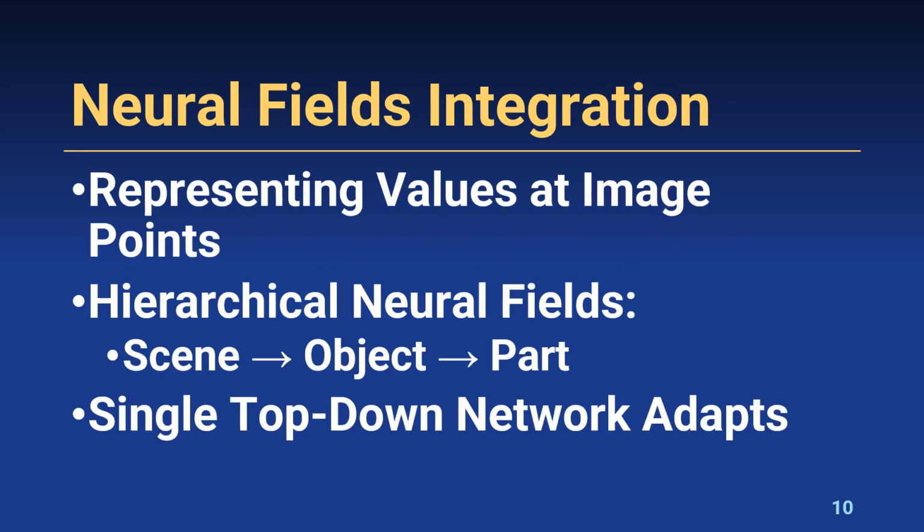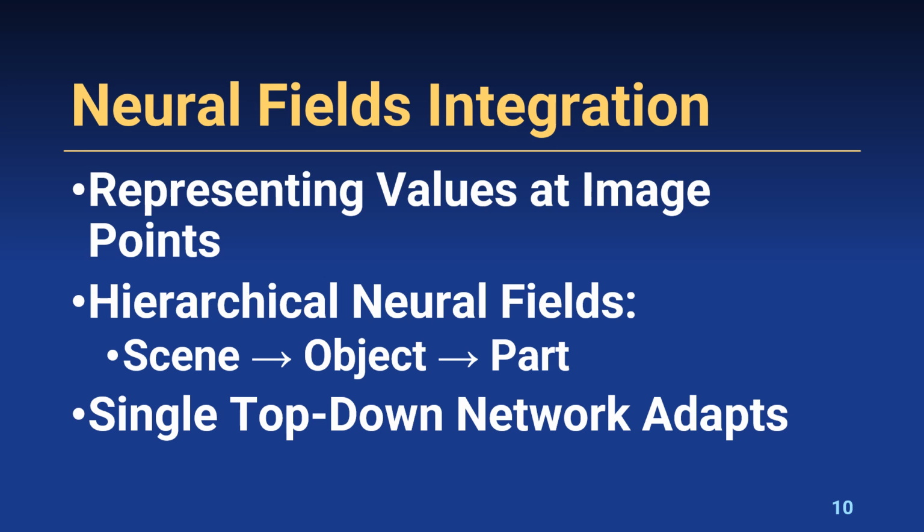Finally, GLOM builds upon recent work in neural fields, which are neural networks that can represent the value of a variable, like depth or intensity, at any point in an image by taking a location as an input. In GLOM, this is extended hierarchically, where a scene-level neural network, given an image location, can predict the appropriate object vector for that location, and so on down to parts. This allows a single top-down network acting on a face vector to predict a nose vector in some locations and a mouth vector in others.